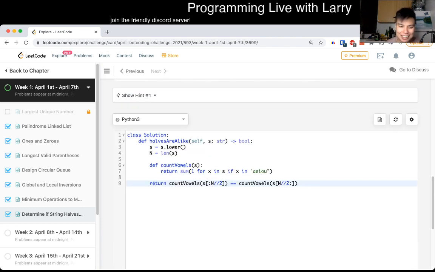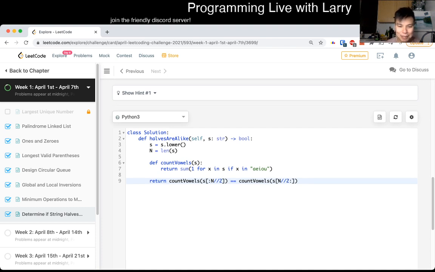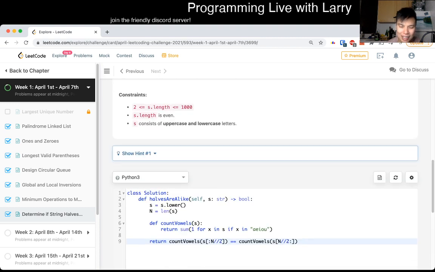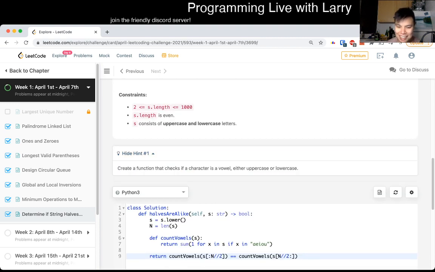I'll leave that as an exercise at home because I think this is kind of easy. There were some hard problems this week. I'm just looking at them now on the left side, and I don't know why this one is so easy. I don't know if I missed anything. But yeah, let me know what you think. Let me click on the hint. Okay, fine. That's a hint.